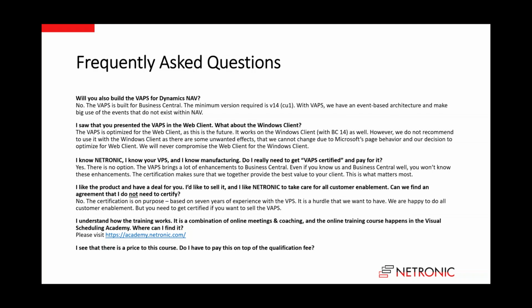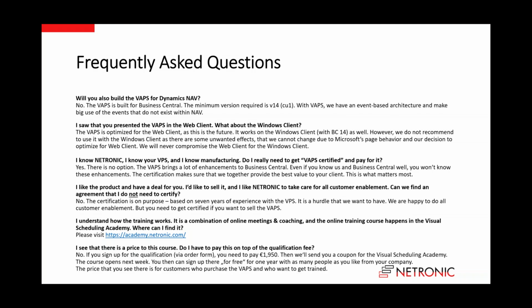I see that there's a price to this course right now. I think it's 750 euros per person per year. This is for the customers. So if you sign up for the qualification via the order form, you need to pay us this certification fee. Then we will send you a coupon for the Visual Scheduling Academy, where the course opens next week, and then you can sign up there for free with this coupon with as many people as you like. So you're happy to share this coupon with your colleagues, right?